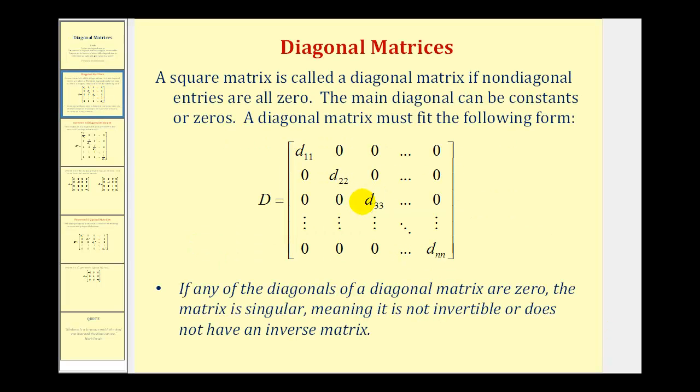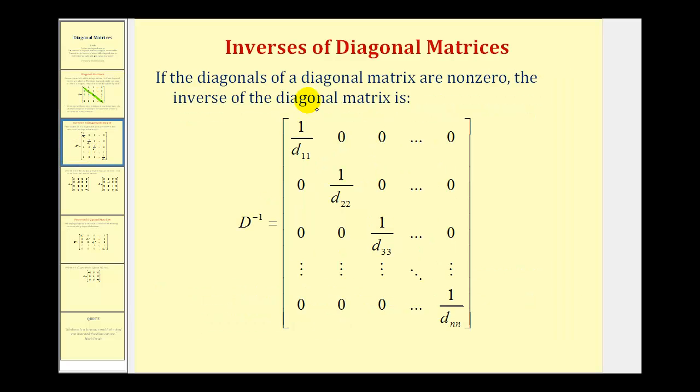A square matrix is called a diagonal matrix if all of the non-diagonal entries are 0 and the main diagonal, or this diagonal here, can be constants or zeros. So a diagonal matrix must fit this form here. If any of the diagonals of a diagonal matrix are 0, or any of these elements here, the matrix is singular, meaning it is not invertible or does not have an inverse matrix.